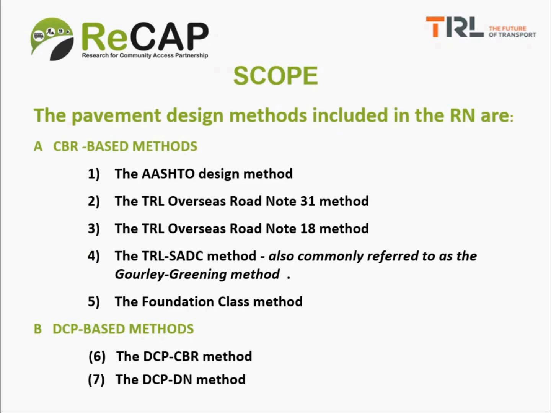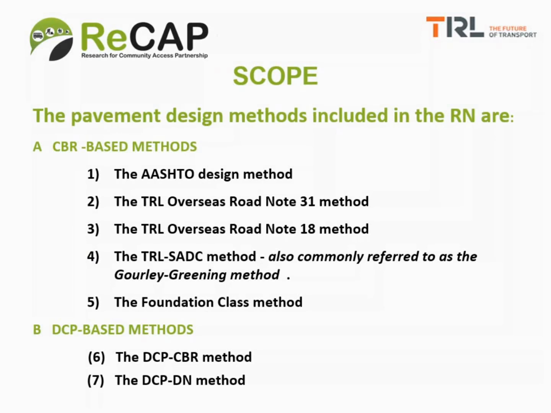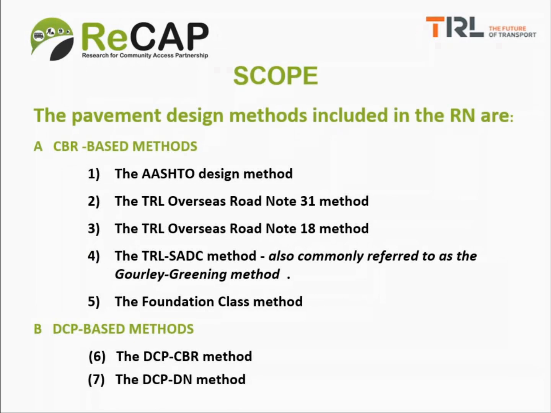The third one is called Overseas Road Note 18. Now, Overseas Road Note 31 is for new roads, but as you know, many of the projects you'll be involved in will be not new roads, that they will be updating or upgrading existing roads or tracks, and the method of doing that is quite different to the way you build or design a new road. So Overseas Road Note 18 is a method very similar in principle to Road Note 31, but designed for the upgrading of existing tracks or roads. The fourth method is probably one of the newest here.